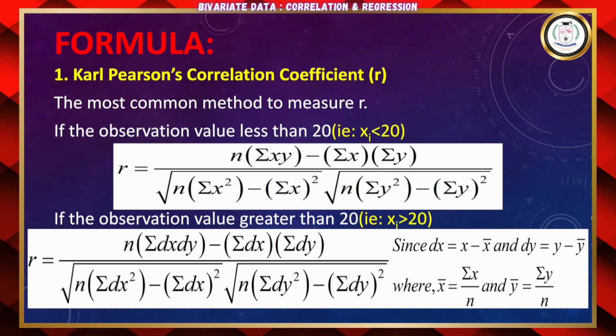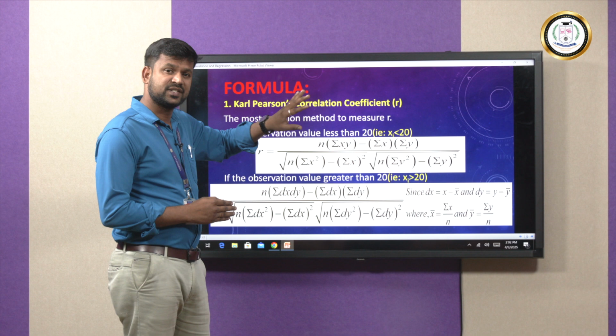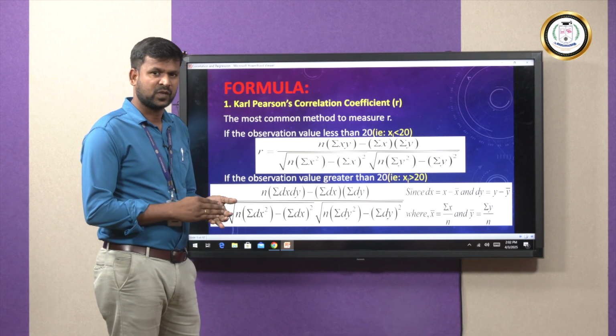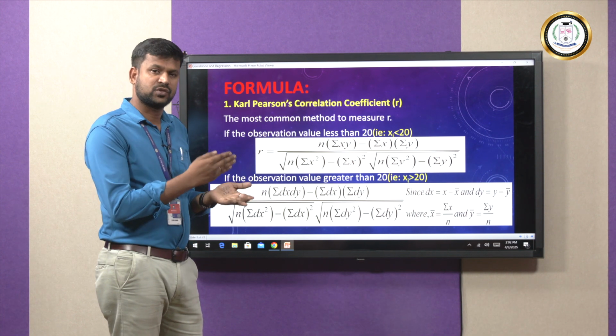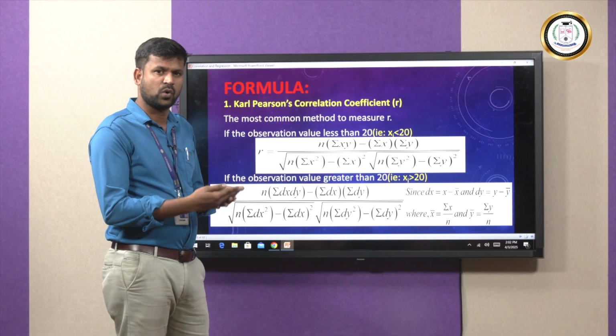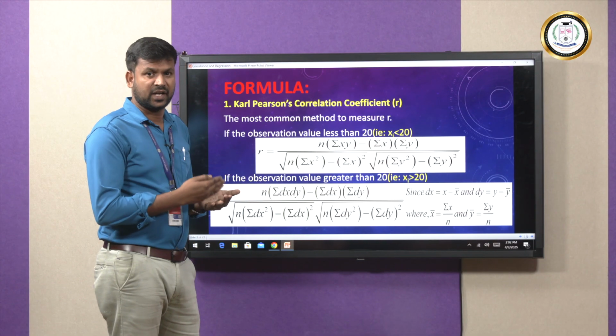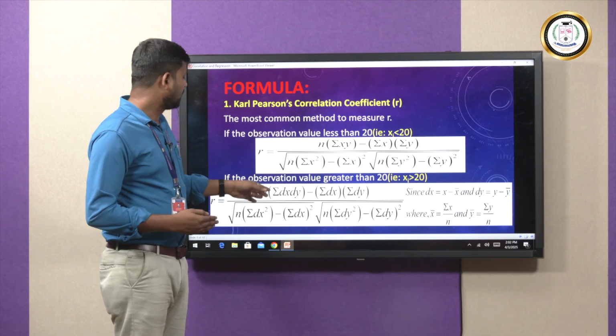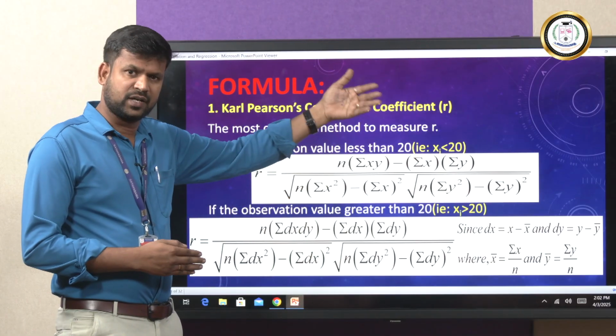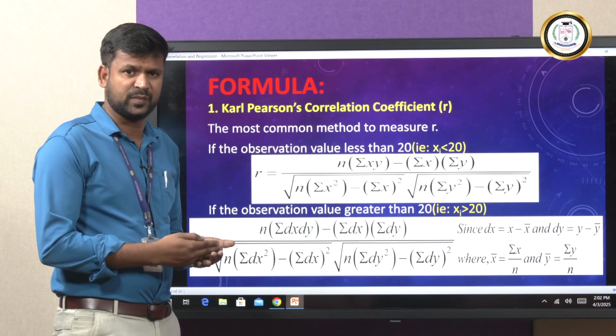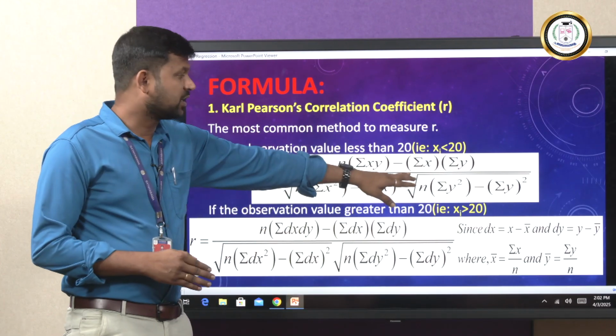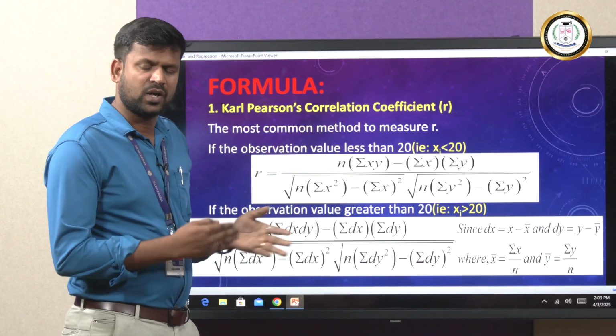This is the formula: r equals n into summation xy minus summation x summation y, divided by root of n into summation x square minus summation x the whole square, into root of n into summation y square minus summation y the whole square. This is for when the values are less than 20. For example, the first values of x are 12, 8, 11 and so on, similarly in y. If the data in x and y are more than 20, for example x equal to 25, 100, 190 and so on, it will be difficult to calculate x squares, x into y and the remaining terms.